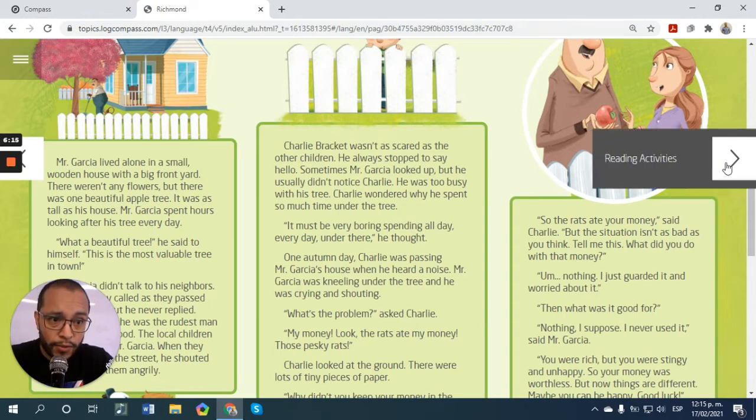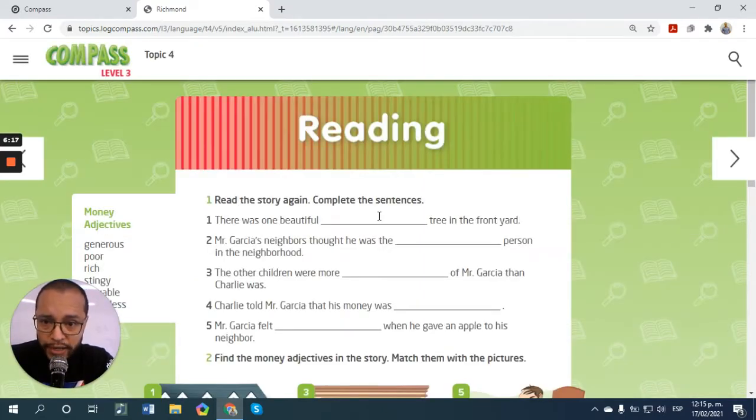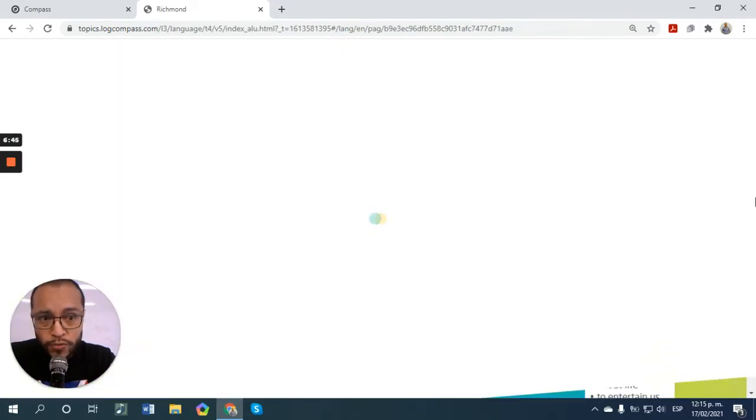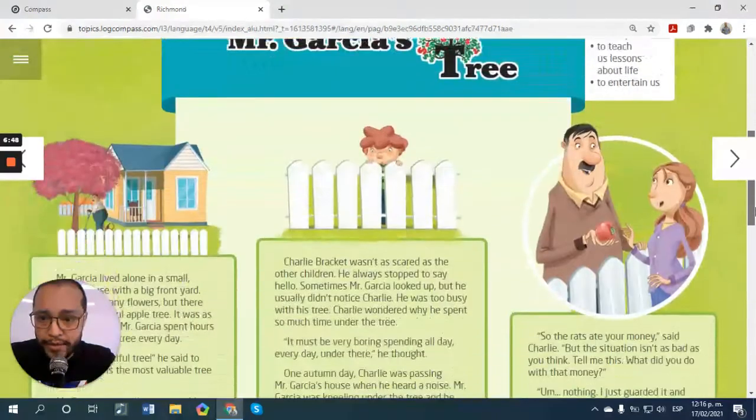Yes, so there we go to the next page, and what we gotta put here is there was one beautiful apple tree in the front yard. Yes. Now the second one says Mr. Garcia's neighbors thought he was the person in the neighborhood. Remember that we were reading that he didn't say hello to his neighbors when they came by? Well, he is the rudest person. The neighbors thought that he was the rudest person in the neighborhood. And let me show you again. The word rudest is right here.